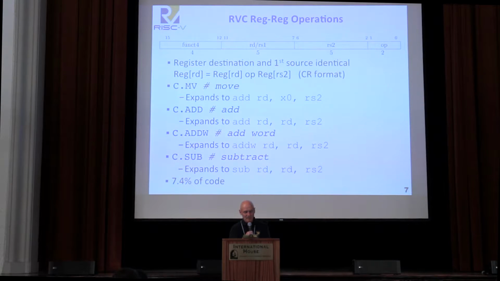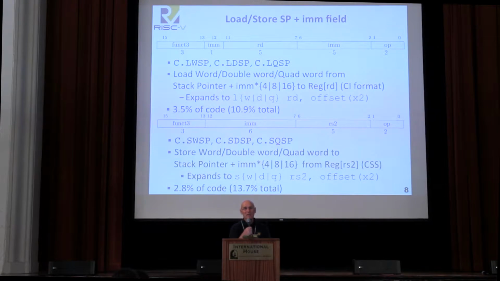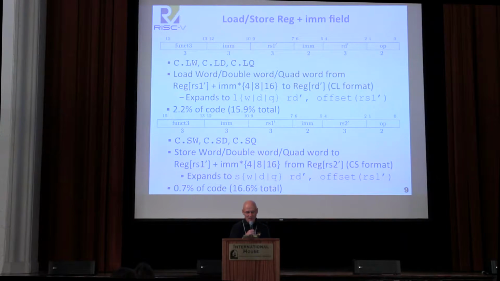Add word and subtract. A popular thing to do is loads and stores off the stack pointer, so we have those encoded, depending on the width of the data being 32-bit, 64-bit, or 128-bit words. And it scales the immediate field by the size of the data you're transferring in bytes. So those 3 instructions get us up to 11%, and the store gets us up to almost 14% of the instructions there.